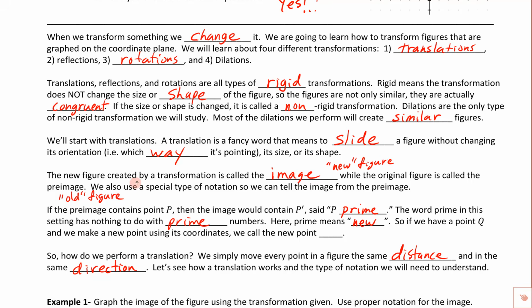The new figure created by a transformation is called an image. Now, when we say image, we're talking about the new figure, and the original figure is called the pre-image. So I'd like you to kind of get this in your head. This is the vocabulary that we're using. The pre-image is the old figure. It's the old way that it used to look, or where it used to be, and the image is the new one, okay? And if the pre-image contains the point P, then the image would contain this point right here, P prime. So write the word prime right here.